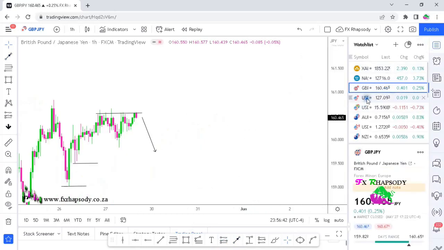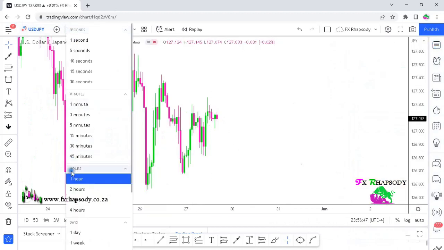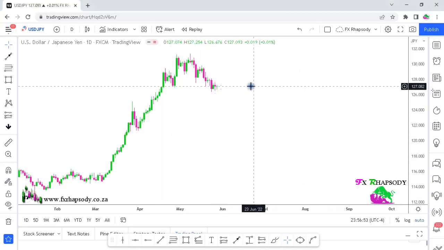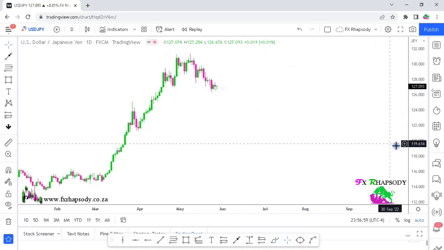We're going to be looking at the dollar yen. Let's start off with our daily time frame. And as you will see now, it's very similar, the two, especially with the yen.